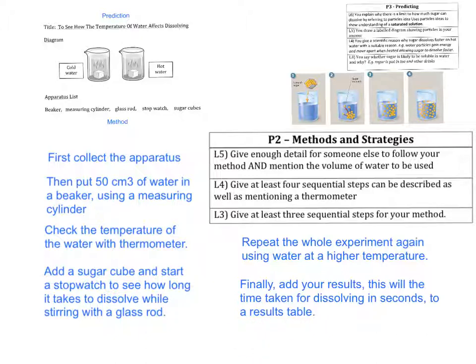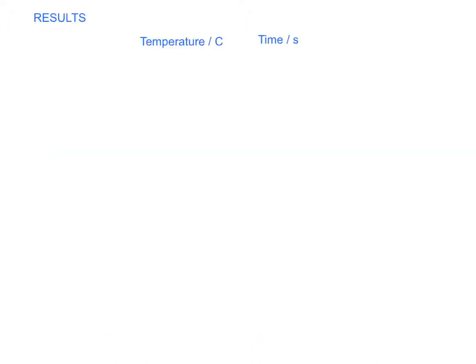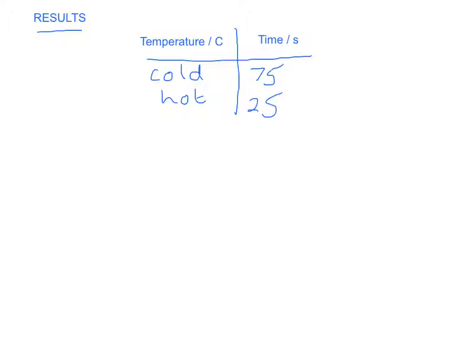We look at that next. Our results are normally put in a table with 2 parts, and in this case we've got temperature, and we'll say cold and hot, and time in seconds. I'll make some times up. I'm going to say 75 seconds for cold and 25 seconds for hot. That's the time taken to dissolve.